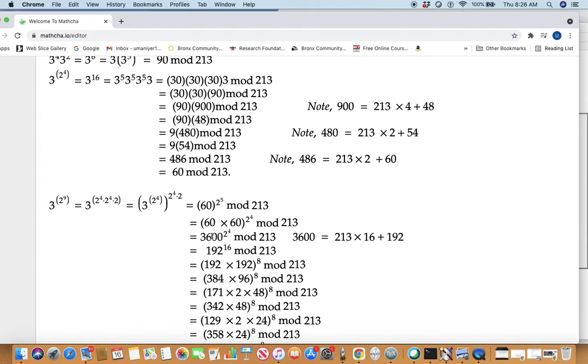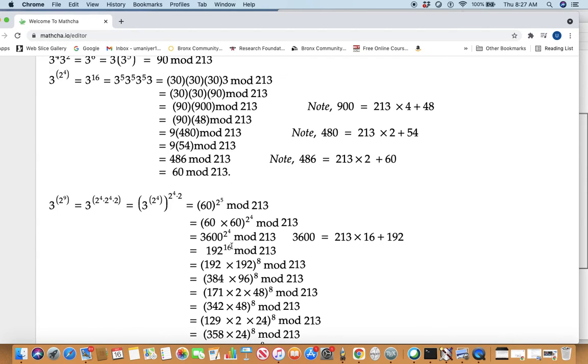60 times 60 is 3600. Let's look at 3600. Multiply 230. So you're basically dividing and seeing how much goes in it. 213 times 16 takes you some distance and this is the leftover. So modulo 213, 3600 is 192 to the 16th power. So I take one of it away.